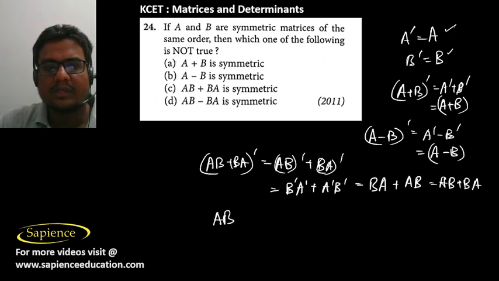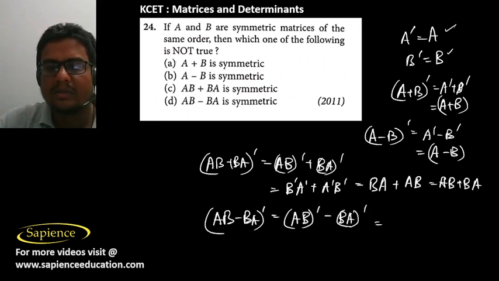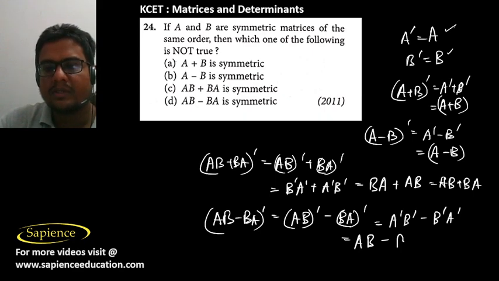But AB minus BA whole transpose, it will be AB whole transpose minus BA whole transpose. So that will be A transpose into B transpose minus B transpose into A transpose. So A transpose is A, B transpose is B, minus B transpose is B, A transpose is A.